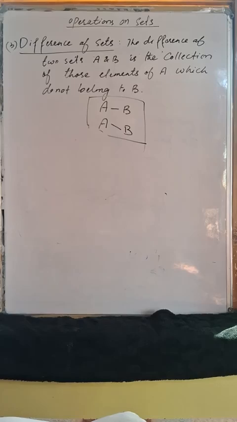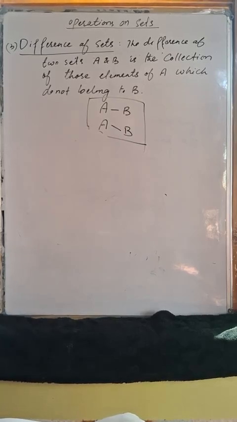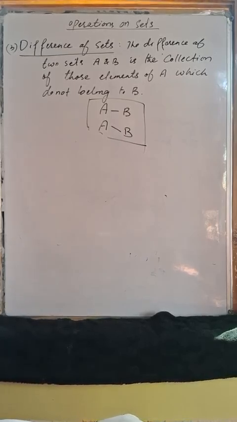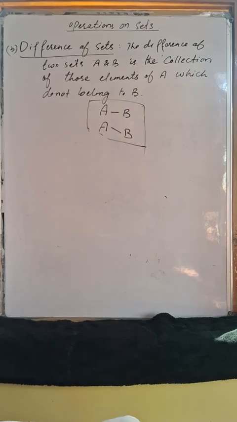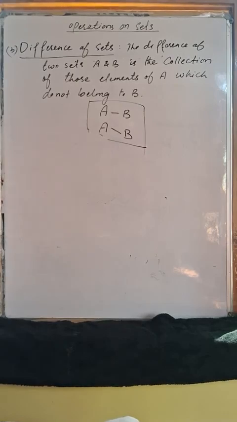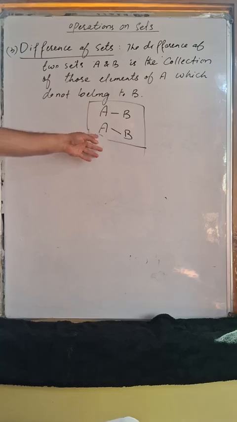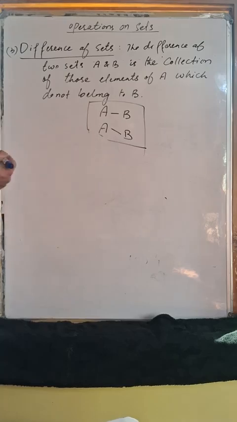Now the third operation is difference of sets. The difference of two sets, say A and B, is the collection of those elements of A which do not belong to B. It is represented as A minus B. So let us take an example.